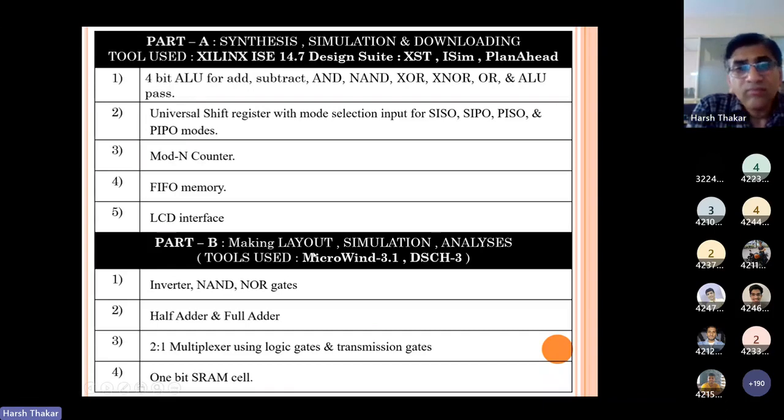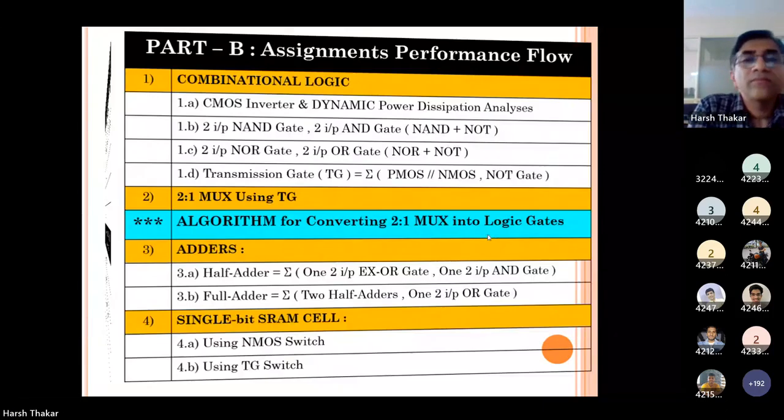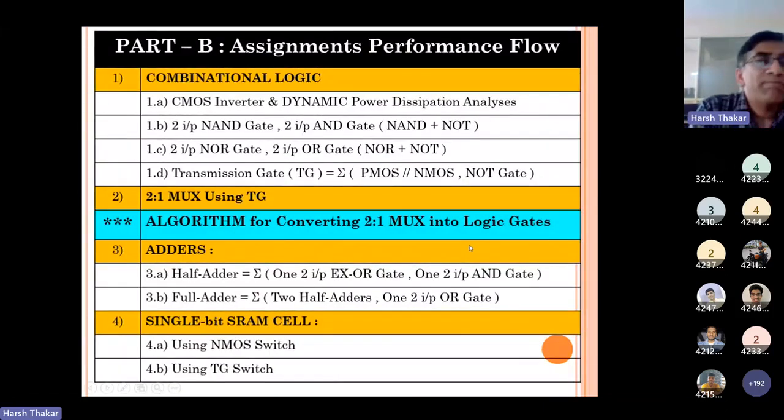But then we define a flow for performance, which is called the performance flow. Now there is no performance flow for part A, but there needs to be a performance flow for part B. So I see here I have not written part A assignments performance flow, but it is written for part B as a performance assignment flow.